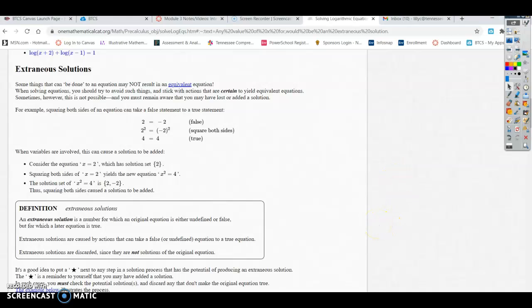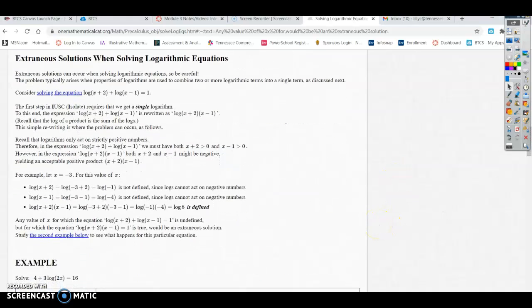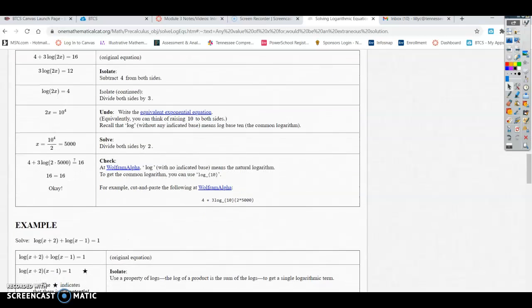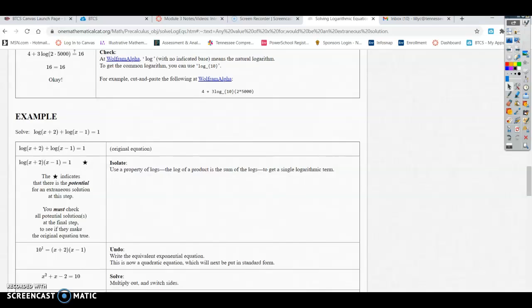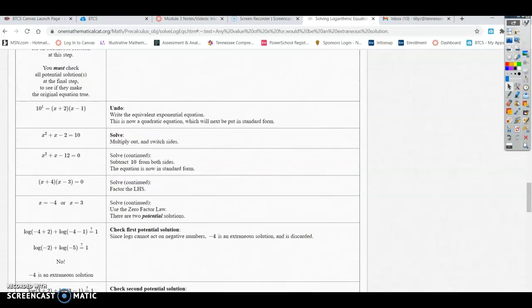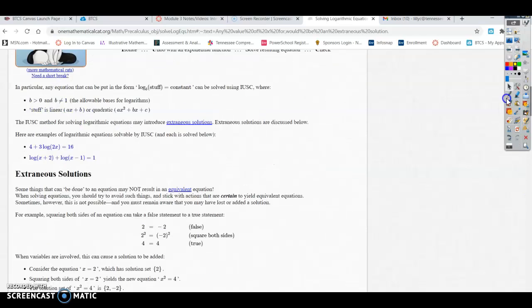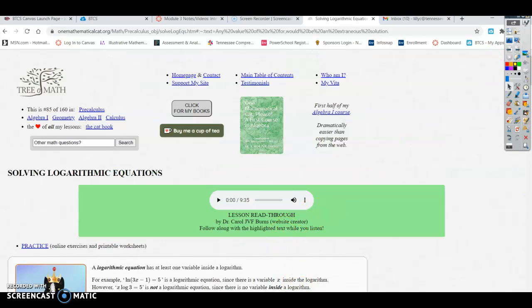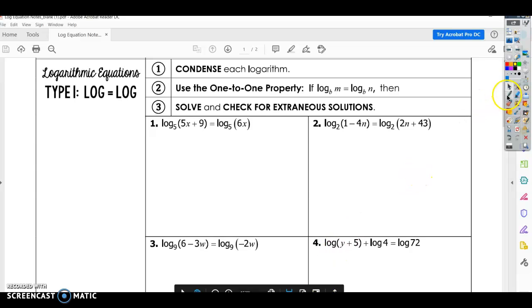So I would take a minute and look through this. It's going to talk about extraneous solutions and show you some examples. It even shows you examples here of the 2 solutions they got for this question. They got negative 4 and 3, but when they plugged it in, negative 4 was an extraneous solution. So it's not actually a solution. So just review extraneous solutions before you get started. All right, now, since we have talked about what that means, let's go ahead and look at number 1.